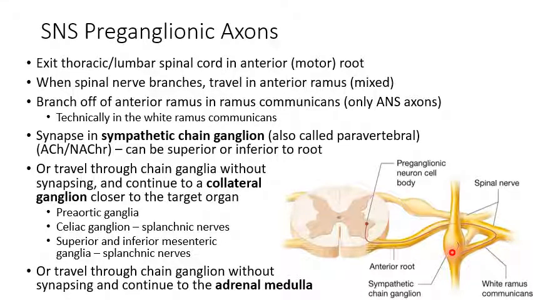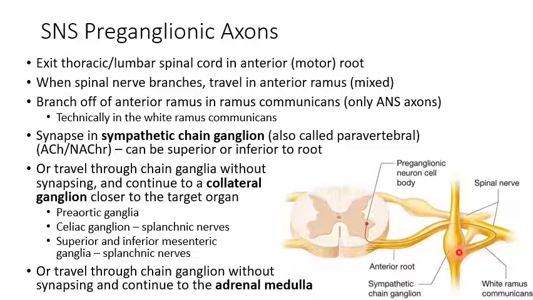ganglion. So previously we had introduced the idea of the ramus communicans in chapter 13 as coming off of the anterior ramus and leading to the sympathetic chain ganglion. Technically there's two rami communicantes for each spinal nerve. So you have the white ramus communicans traveling from the anterior ramus to the sympathetic chain ganglion, and then you also have a gray ramus communicans that is leading from the sympathetic chain ganglion back to the anterior ramus. So the preganglionic axons in the SNS are always going to travel down the white ramus communicans.